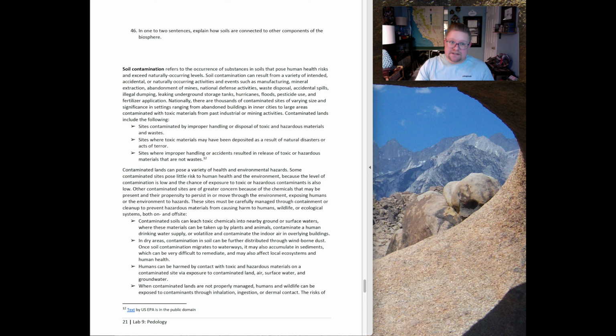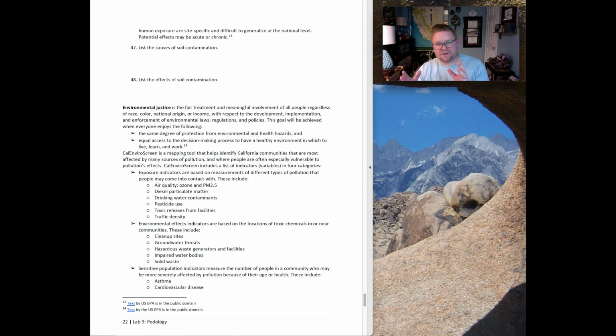Question 46 says, in 1 or 2 sentences, explain how soils are connected to the other components of our biosphere. Then, the remaining part of this page is talking about the different types of soil contamination, looking at locations and places and what can occur in order for soil contamination to happen. Also, when you're learning about that, you can think about what can be done differently to avoid that contamination from occurring.